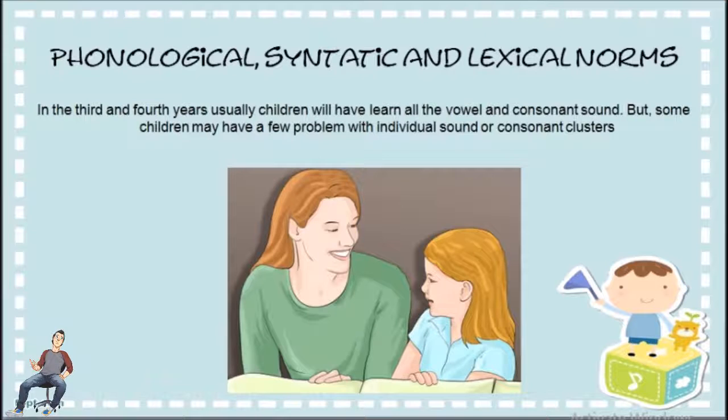And the next is phonological, syntactic, and lexical norms. Usually, children will have learned all the vowel and consonant sounds, but sometimes the children will have a problem with consonant sounds, like they are difficult to say R, S, or Z. It usually happens at 5 years old.